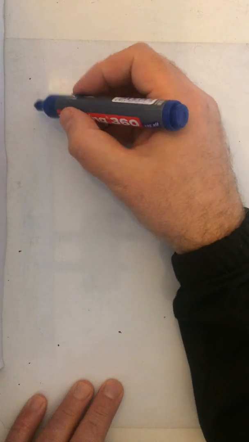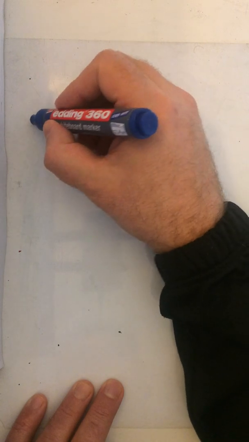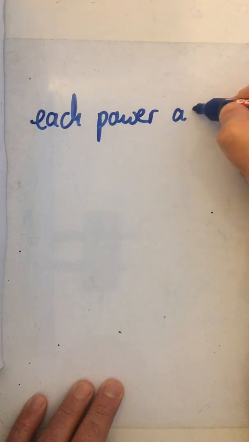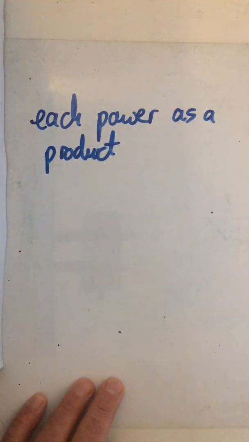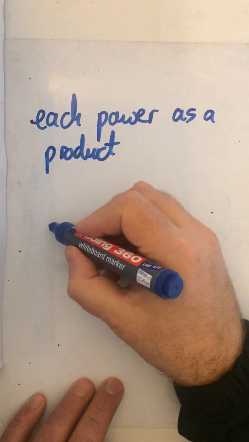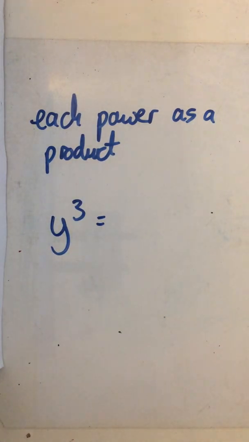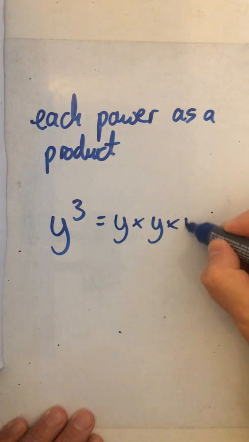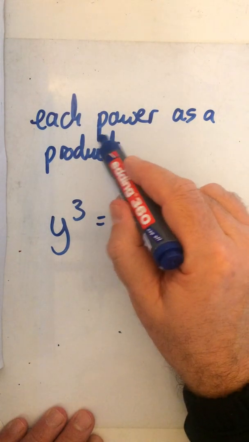Now you will be given work today which involves you having to write each power as a product. A product means multiplication. If you find the product of two numbers, you multiply. So say, for example, I've got y to the power of 3. That is doing the opposite to simplify. You're expanding it out, so it becomes y times y times y.